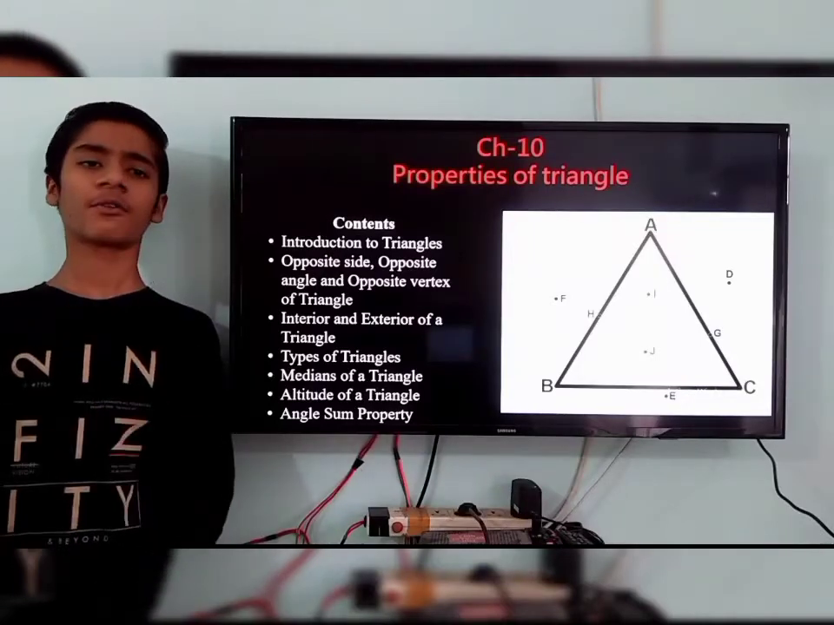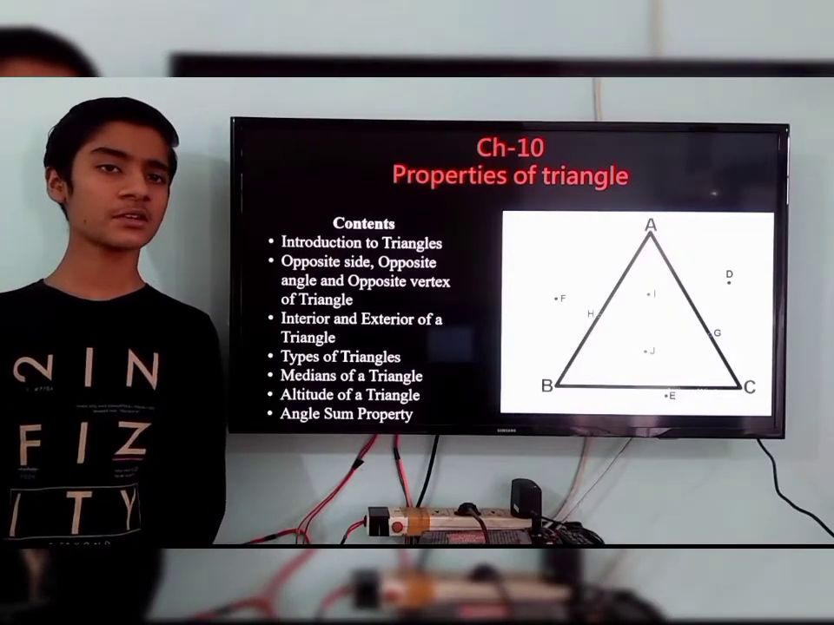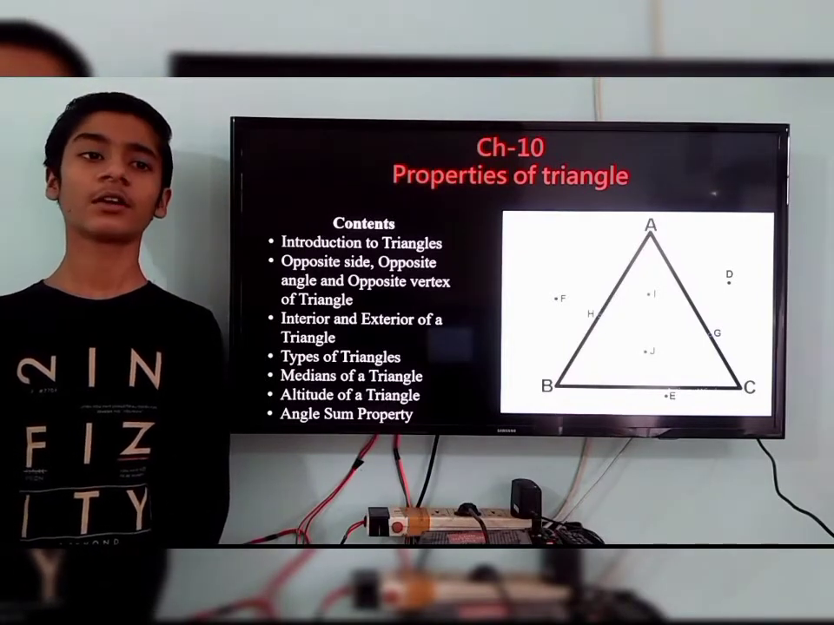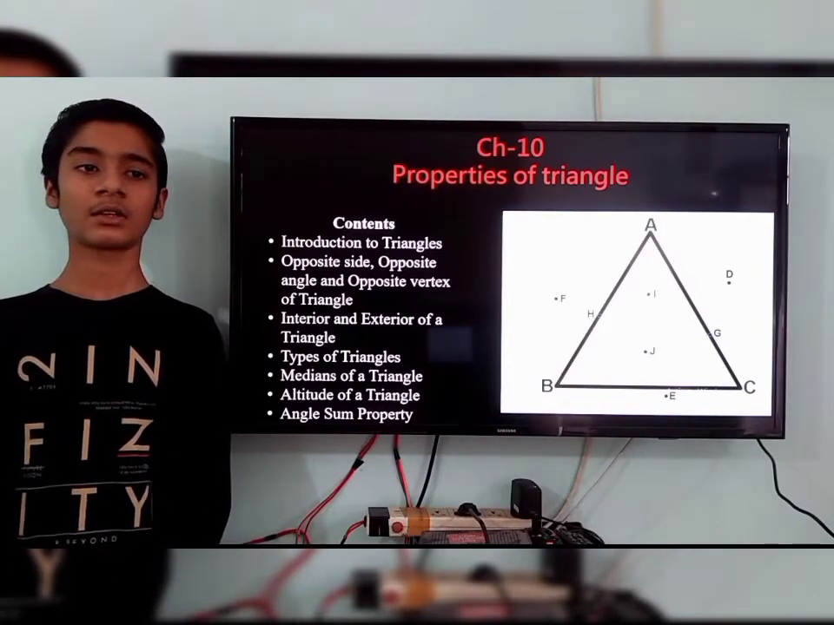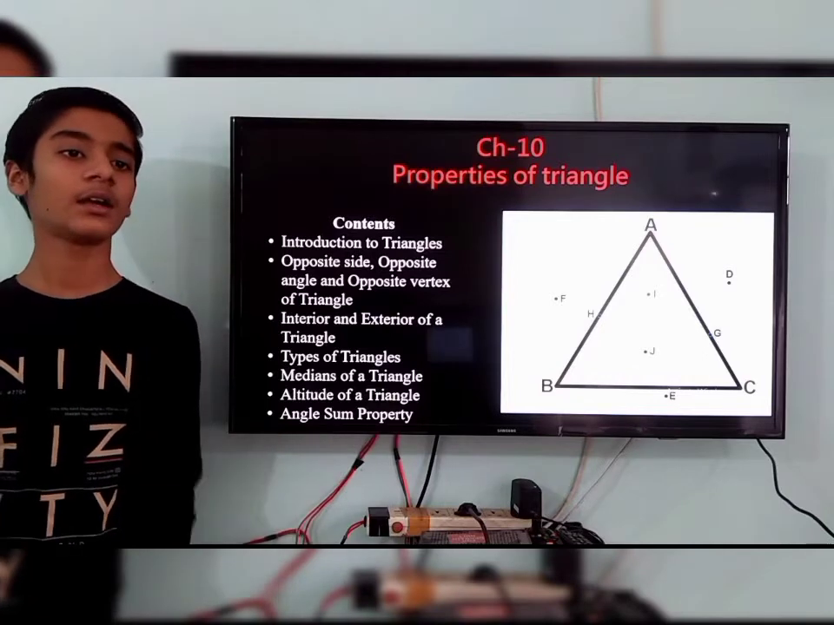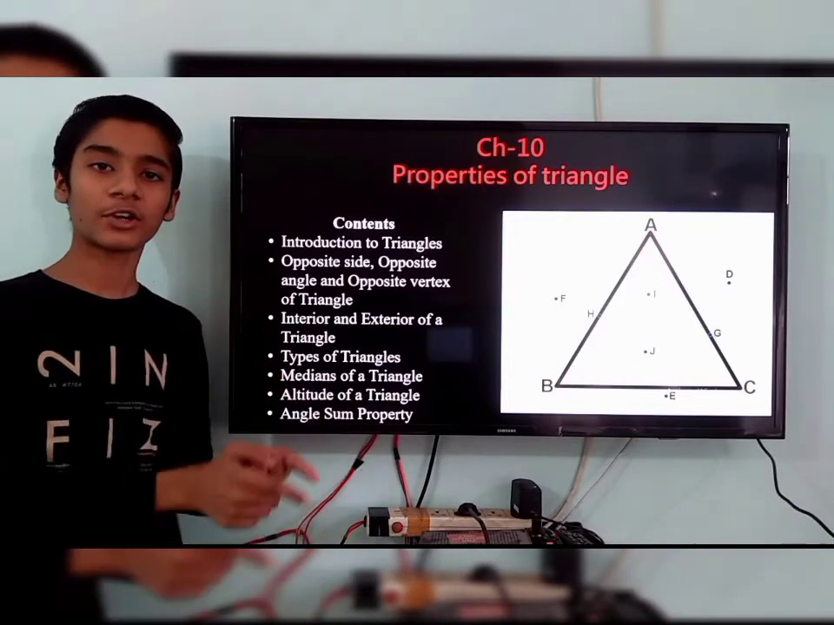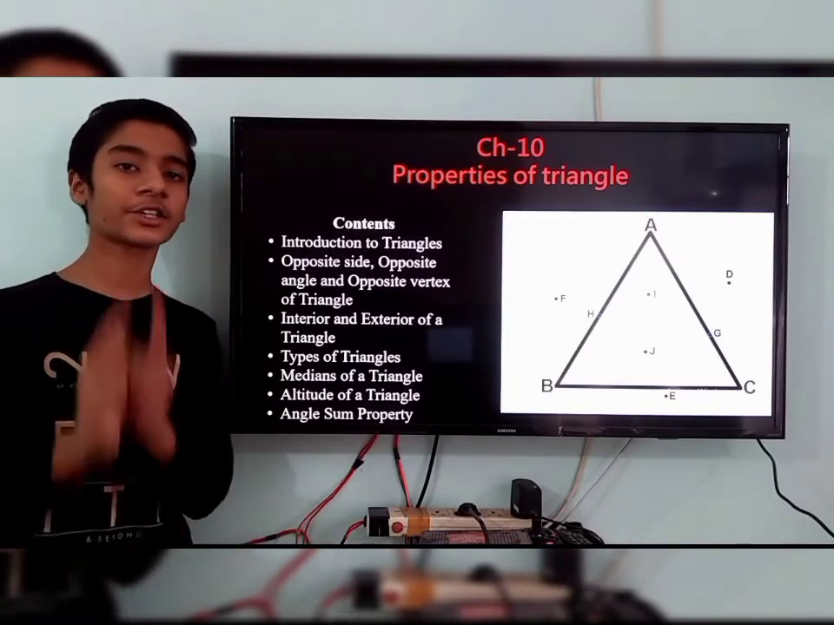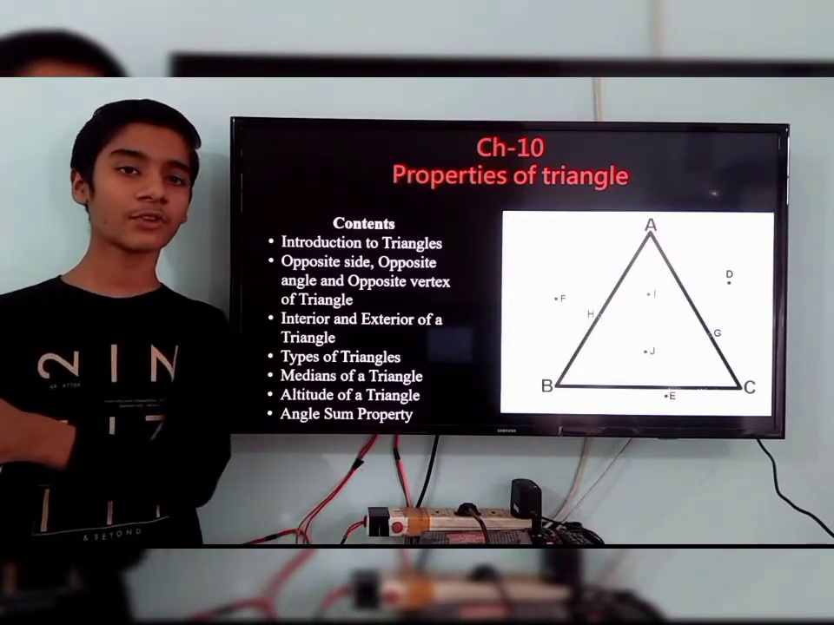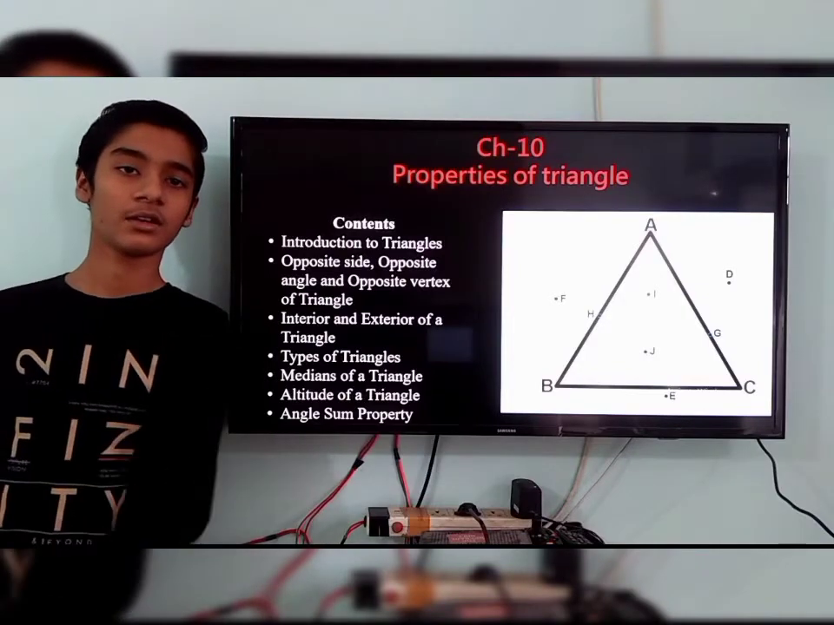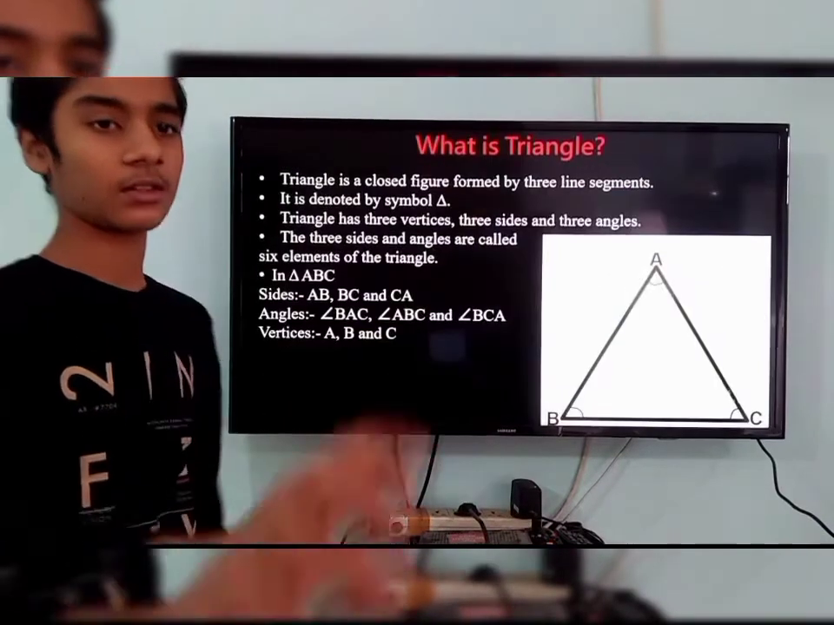Today, I, Akar Singh from grade 7, am going to present chapter 10, Properties of Triangle. So let's begin with today's contents. Today's contents are: introduction to triangle; opposite side, opposite angle and opposite vertex of a triangle; interior and exterior of a triangle; types of triangle; median and altitude of a triangle; angles and property. So let's begin with what is a triangle.